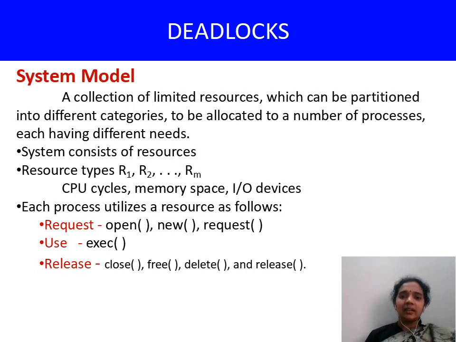The second step is the use function. Here the process uses the resource, for example, a printer to print, or reading from files. The process uses the several resources. The third step is the release function. Here the process relinquishes the resources so that they become available for other processes also. Here we use functions such as close, free, delete, and release.